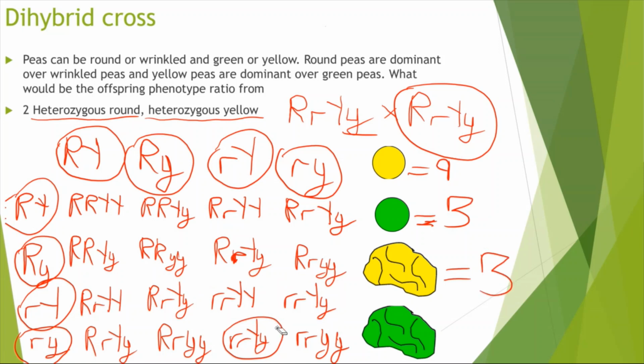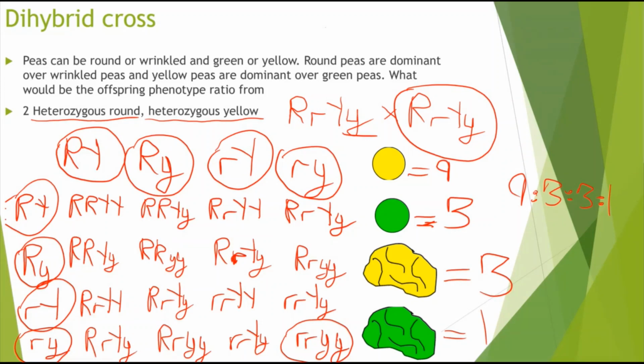So finally, looking at green and wrinkled, so both recessive, I know that there is only 1. So that is 1. So my ratio ends up being 9 to 3 to 3 to 1. And what you would realize is that 9 to 3 to 3 to 1 is the ratio for most of the heterozygous and dihybrid crosses that we do.